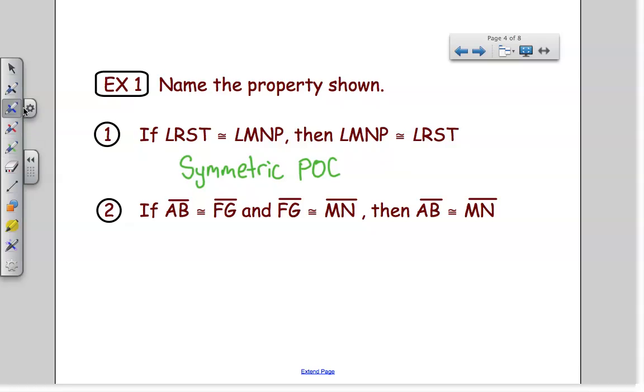In example 2, if we knew that segment AB was congruent to segment FG and segment FG was congruent to segment MN, then segment AB is congruent to segment MN. Notice segment FG is congruent to both AB and MN, so then I know AB and MN are congruent to each other. This is that transitive property. Think about that train or chain. And again, since we're talking with congruent signs instead of equal, I would say POC, property of congruency.